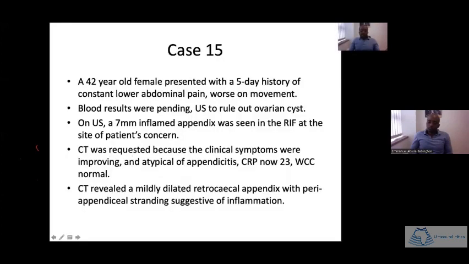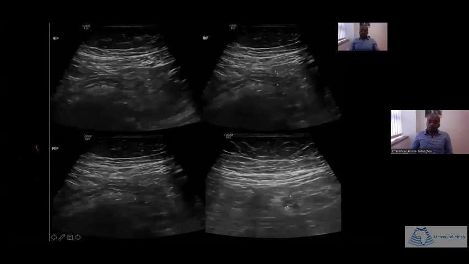So the clinician got the result and thought, oh well, these patient symptoms are not typical of appendicitis. We don't think they have appendicitis. Now that the blood results are back, WCC is normal, so we don't think it's appendicitis. So we're going to send the patient for a CT scan, which they did, because the symptoms were beginning to improve and they were not typical of appendicitis. CT showed a mildly dilated retrocecal appendix with periappendiceal stranding, which is mesenteric edema, suggestive of inflammation. So CT basically confirmed what we had seen on ultrasound: a mildly dilated appendix with mesenteric edema. It's not that prominent, but it was like that.